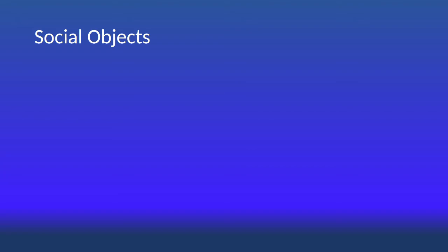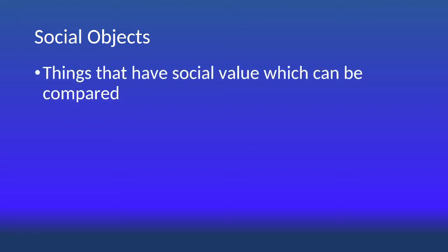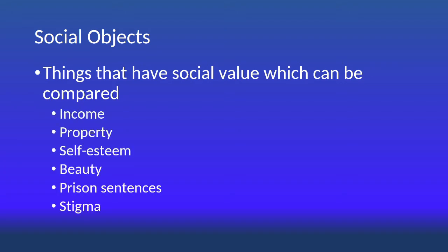Social objects can be tangible, like income or the amount of property you own, but they can also be intangible, things like how attractive you are or how much self-esteem you have. Social objects can also be a good, which is something that people want. People want more money and more property. They want to have more self-esteem. They want to be more attractive. But it can also be a bad, things that people don't want.